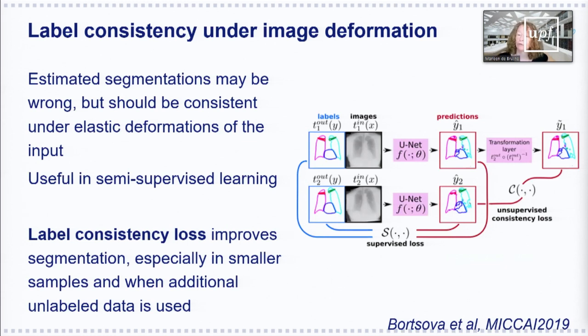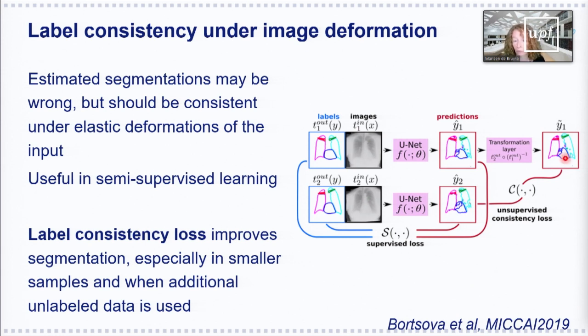Another generally helpful approach is to ensure that predictions are stable over small image perturbations. This can be useful as a regularization on any data, but it is especially valuable in the semi-supervised setting, where we also have unlabeled data that we can use for this. We found that this label consistency loss, so the loss is shown here in this figure. What we do here is we have a Siamese network architecture, an image and a slightly perturbed version of that same image are both fed through a network. They result in a segmentation.